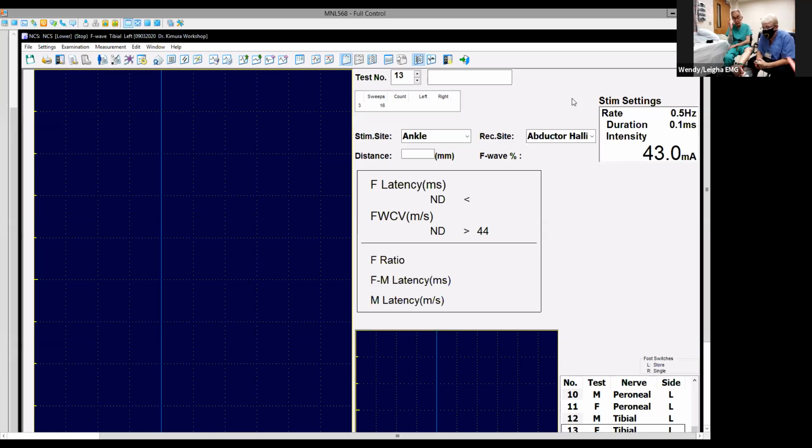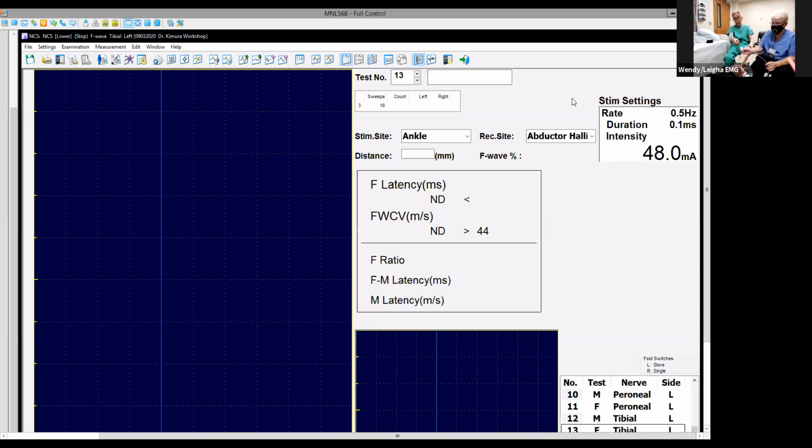There's such a thing as F wave persistence. F wave persistence is a percentage: if you stimulate 100 times, how many F waves do you get? If you get 80 of them, persistence is 80. If you get 100 of them, persistence is 100. And tibial nerve is 100 normally. And therefore, if you lose F wave in tibial nerve, you know it's abnormal, right? And that's why we do tibial nerve.